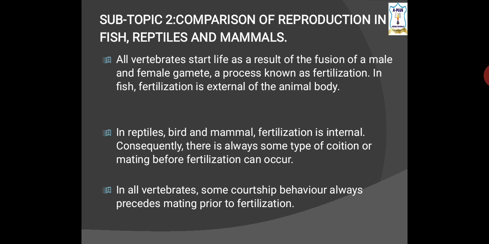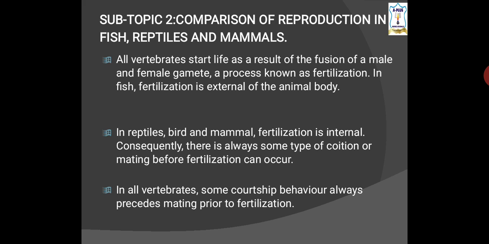In fish, fertilization is external to the animal body. The fertilization occurs externally in fish. In reptiles, birds and mammals, fertilization is internal. Consequently, there is always some type of cohesion or mating before fertilization can occur.